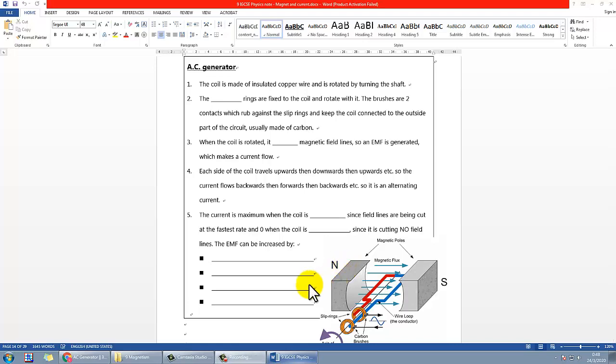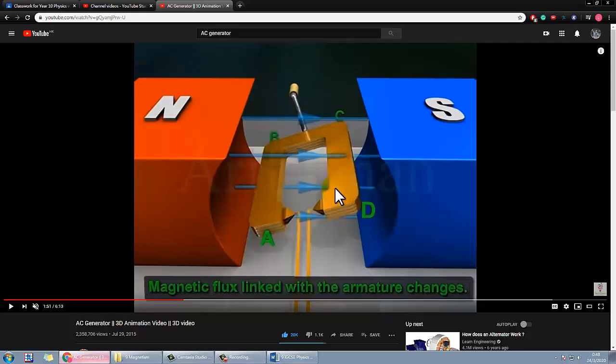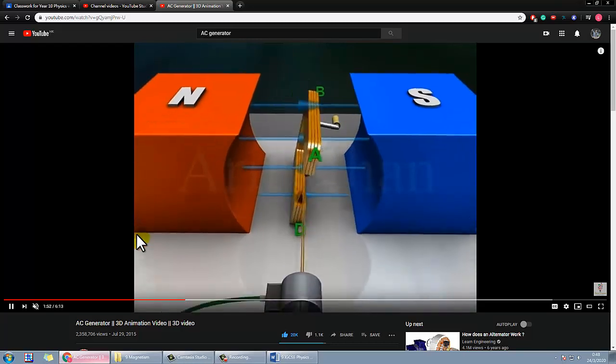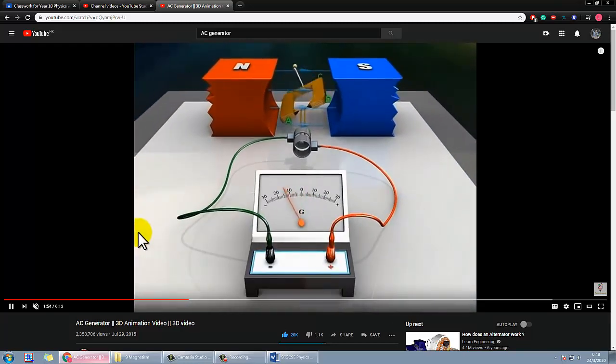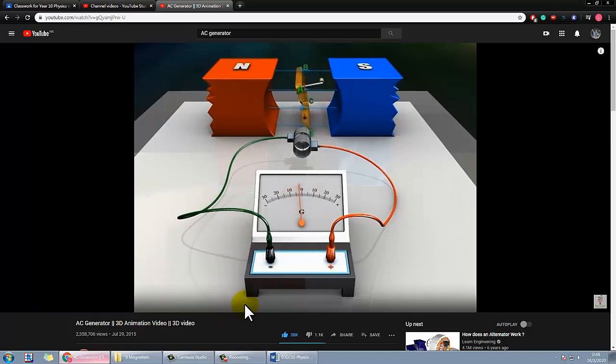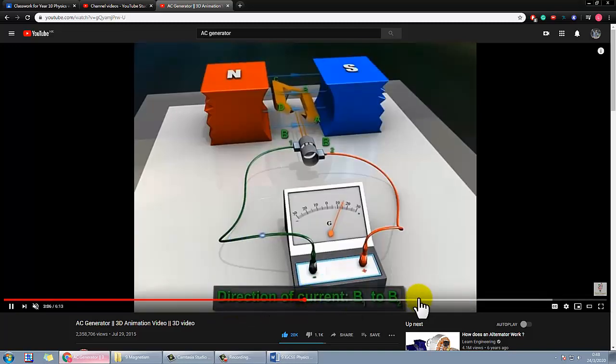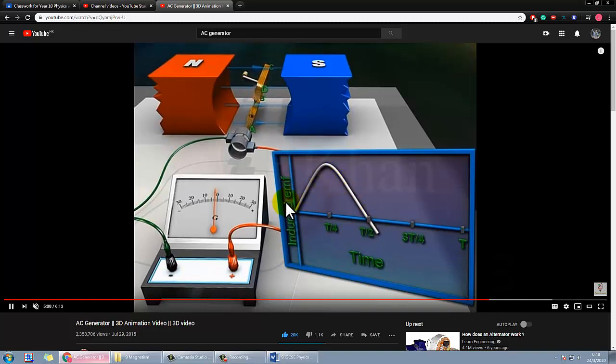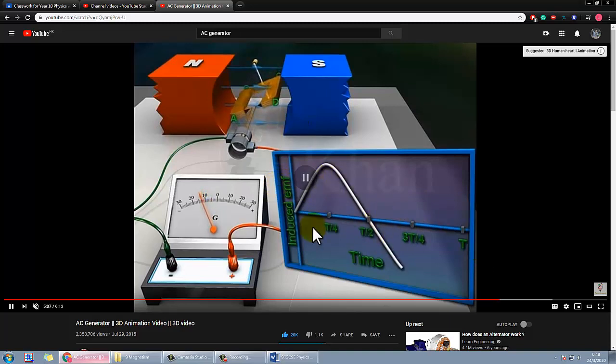Let's talk about AC generator. Here there is a video that helps you to understand the idea of AC generator using animation. It's very well made and I would encourage you to watch through the whole video, including the later part about what happened when the coil turned to horizontal or vertical versus the time. I'll put the link in the description.